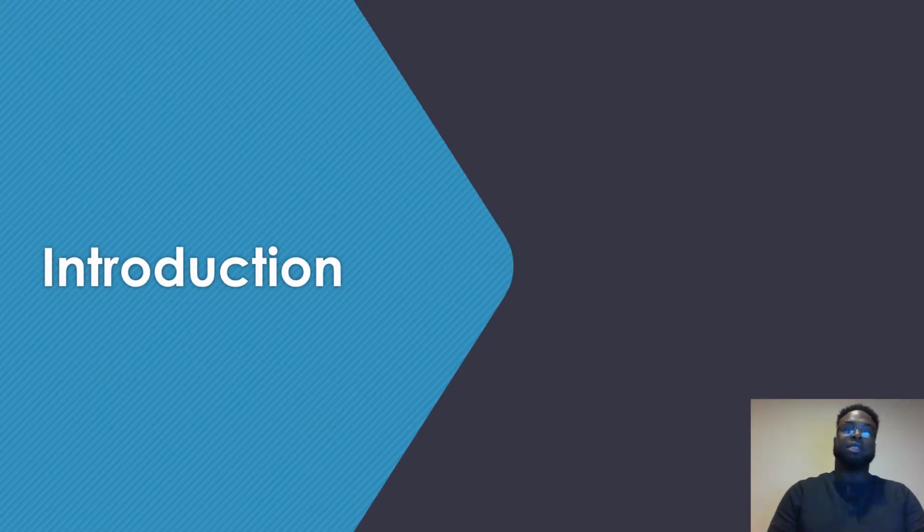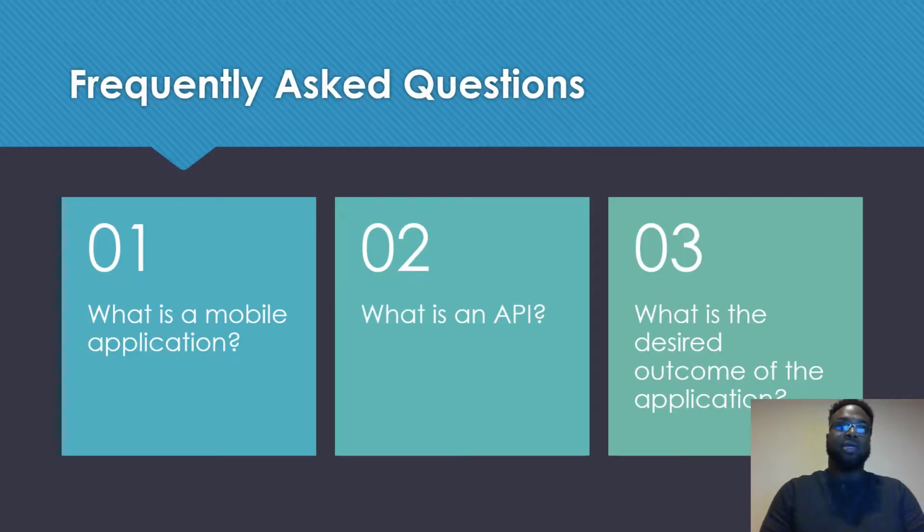Now, for my introduction, I wanted to go ahead and just introduce a couple frequently asked questions. The first one is, what is a mobile application? A mobile application is a computer program or an application run on a mobile platform, meaning something like a tablet, phone, like an Android or an iPhone. Applications such as WhatsApp or something as simple as Twitter.